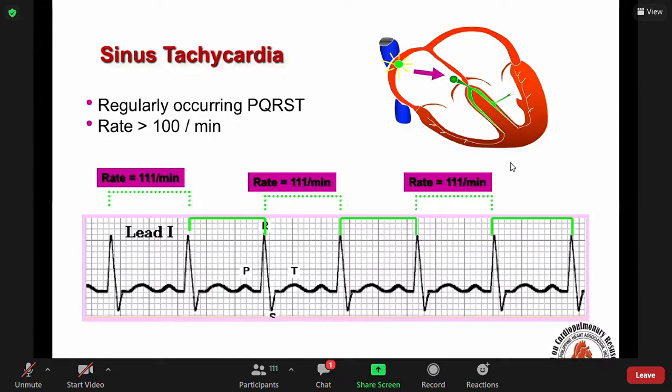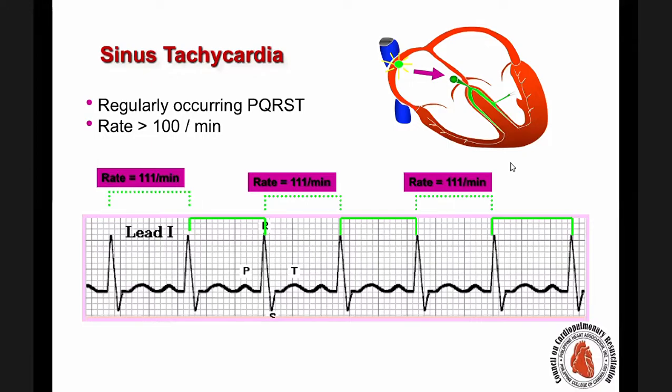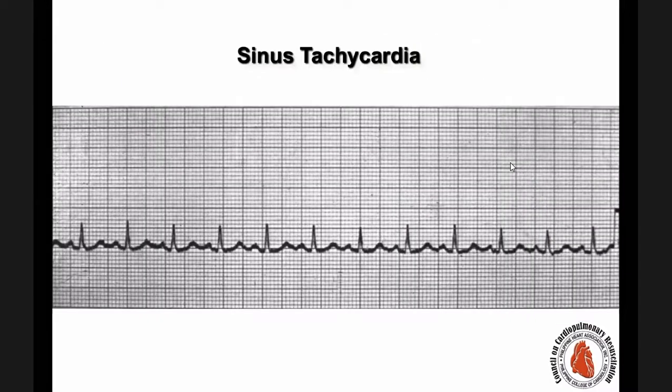You just have to observe the patient and treat the cause. Fever, for example, can increase heart rate, or increased sympathetic activity can increase heart rate. There are also drugs that can either increase or decrease the heart rate, so it will appear as sinus tachycardia or sinus bradycardia. These are benign rhythms. Okay, another example of sinus tachycardia: PQRS in every beat, and regular-looking R2R and P2P intervals.